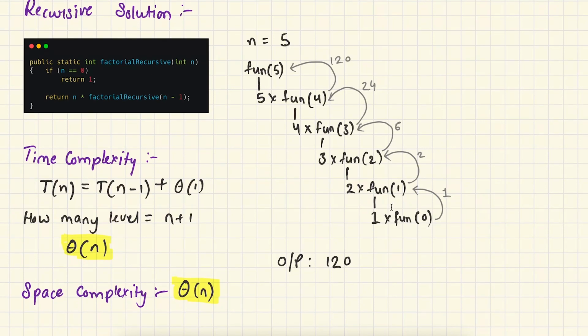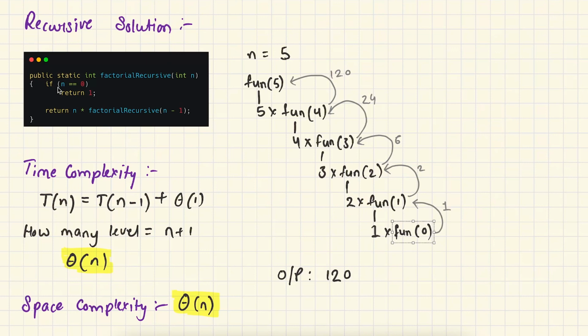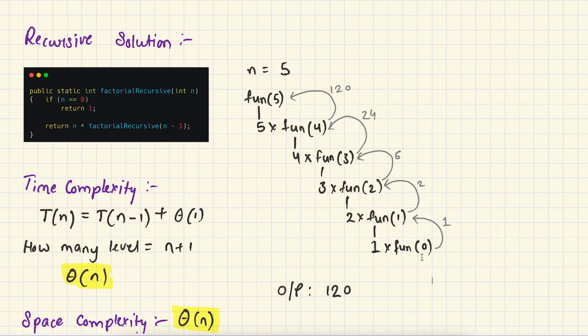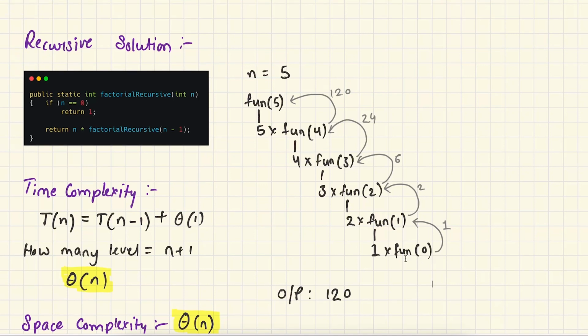So when the execution reaches here, we hit our base condition, and our base condition is when n equals 0, return 1. So this recursive call hits the base condition and starts returning. So function of 0 returns 1 to its parent. Okay, so here this function call gets 1. It simply multiplies by 2 and returns 2 to its parent.